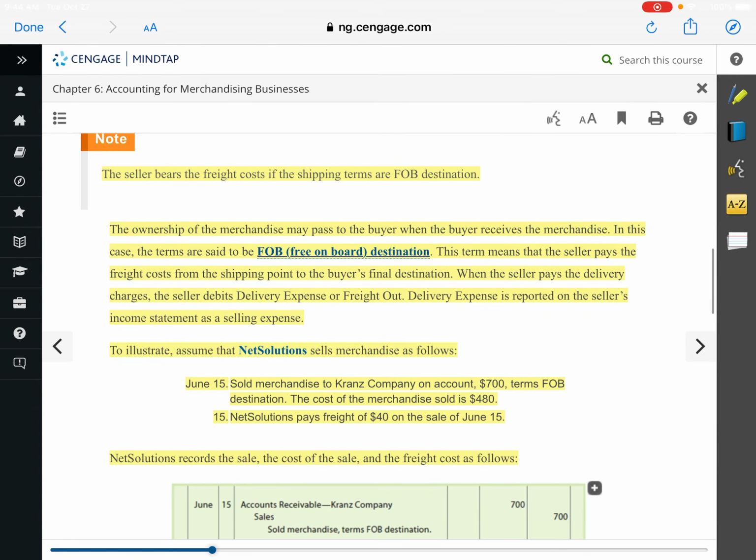All right, so let's look at the other side. So the other side is FOB destination. The seller bears the freight cost if the shipping terms are FOB destination. So in FOB destination, ownership does not transfer from the seller to the buyer until it reaches the final destination.